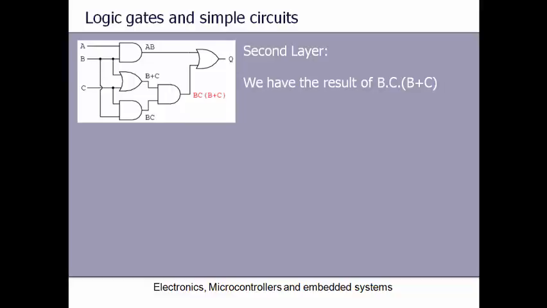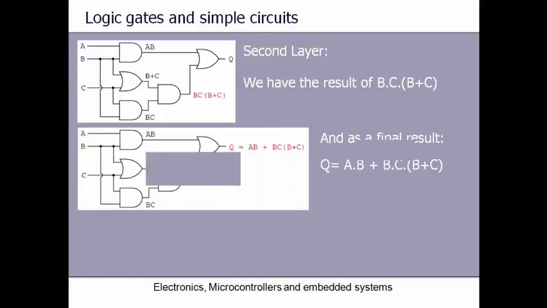The first result, A and B, goes straight to the last gate. That means it will remain the same. But the second part, we still have one gate, the second layer, which has B or C and B and C, which gives us as a result B and C and B or C. And in the end, as the final result, the output Q will be equal to A and B or B and C and B or C.